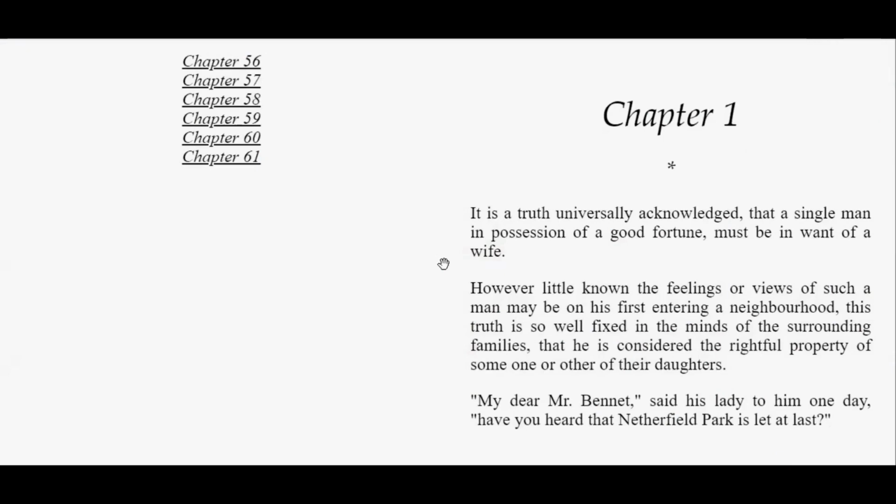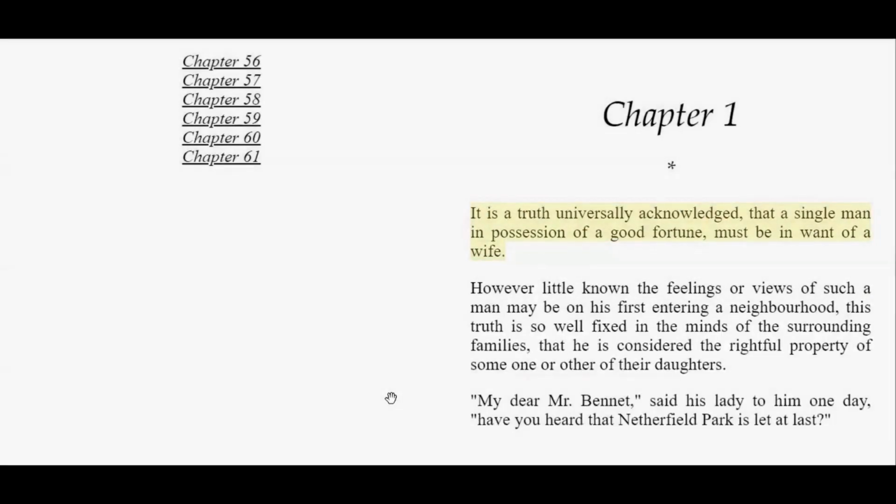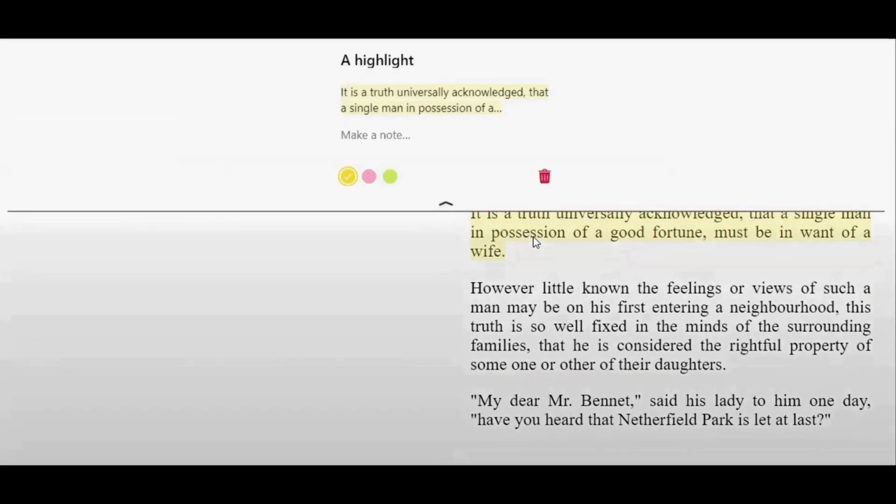To add a note or highlight, press and drag to select the word or phrase that you would like to highlight. Then on the menu that appears, tap Highlight. If you wish to add a note to your highlighted text, tap on the highlighted text, and then type here where it says Make a Note.